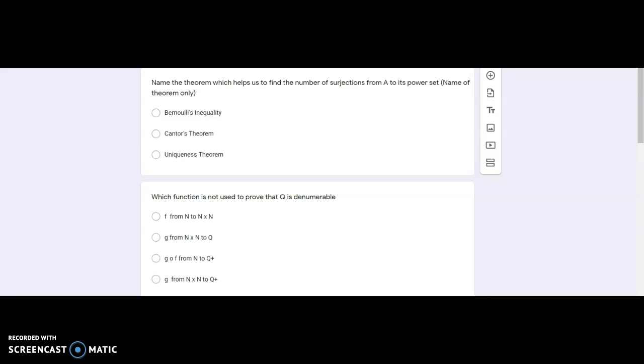Which function is not used to prove that Q is denumerable? Given 4 functions, you have to identify which function is not used to prove that Q is denumerable. First option, f from N to N cross N. Second one, g from N cross N to Q. Third one, g composition f from N to Q plus. Fourth one, g from N cross N to Q plus. Write the answer in the paper. And now we can move to the fourth.